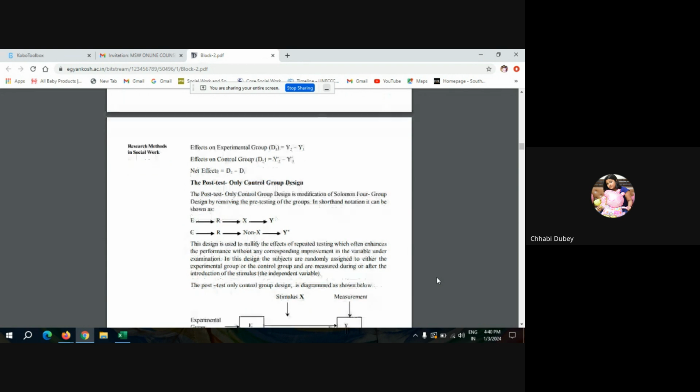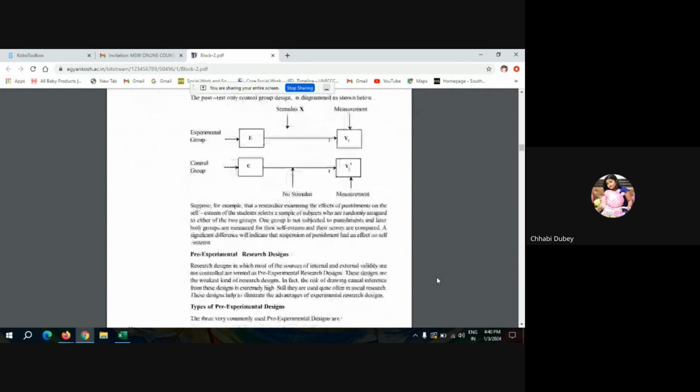Now, this design is generally used to nullify the effects of repeated testing, which generally enhances the performance without any corresponding improvement in the variable under examination. Again, as you increase the number of stages in the research, the more time, the more effort and the more resources it is going to take. So definitely, this is used to nullify the effect of repeated testing, and that is why this is known as the post-test only control group design. Now, diagrammatically, it has been shown like this.